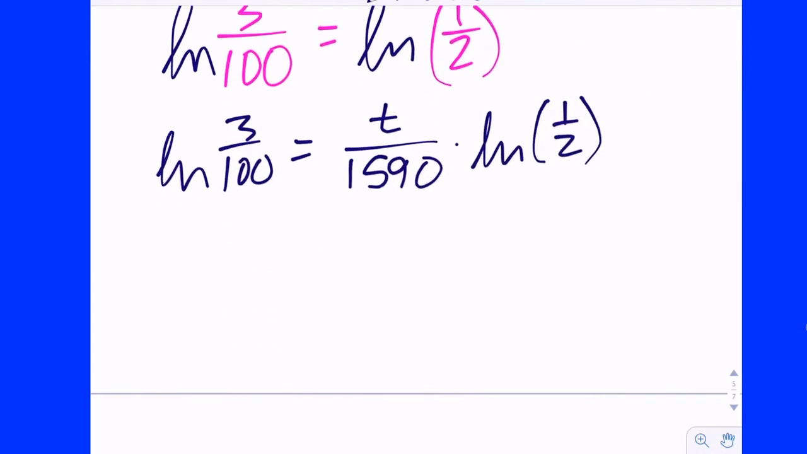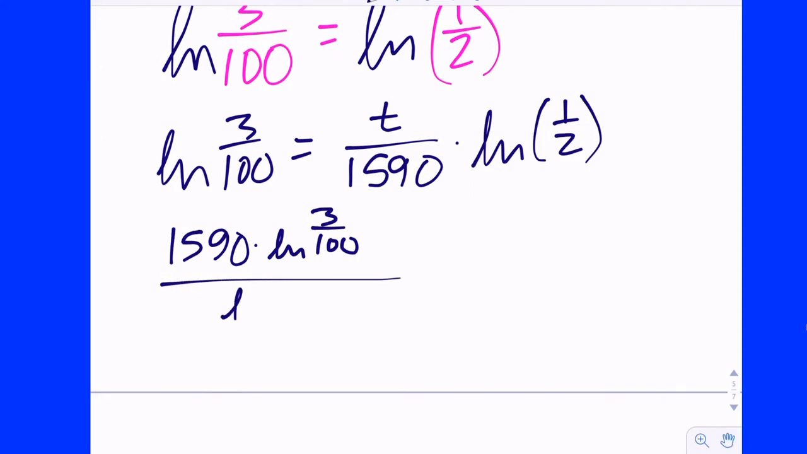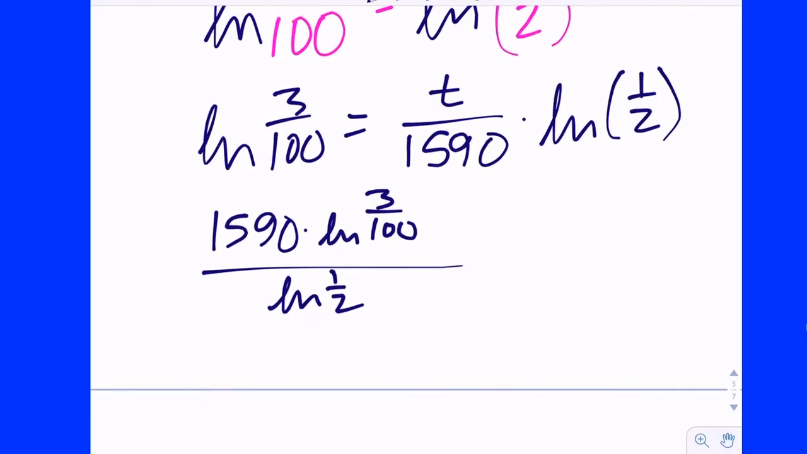All right, so now I need to solve for t. So I need to do two things, and I'll do them both at the same time. I'm dividing by 1590, so I need to multiply both sides by 1590. So it's going to be 1590 times the natural log of 3/100ths. And I'm multiplying by the natural log of a half, so I have to divide through by the natural log of a half. And that should equal t, which I'll put over here on the left.